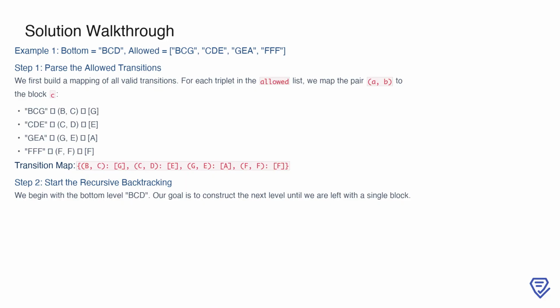Once the transition map is ready, we start constructing the pyramid recursively. Beginning with the bottom level, BCD, our goal is to work upwards level by level until we reach the top of the pyramid, which should consist of a single block.